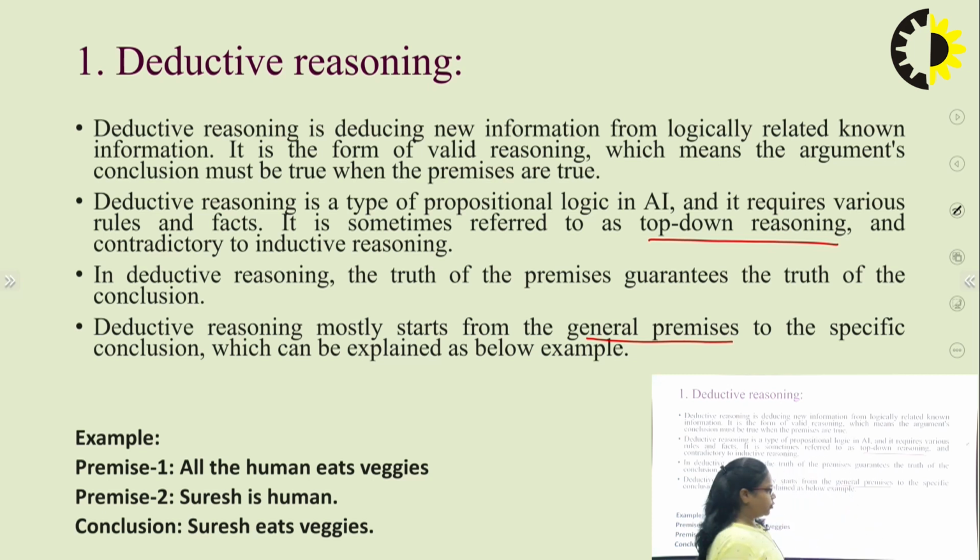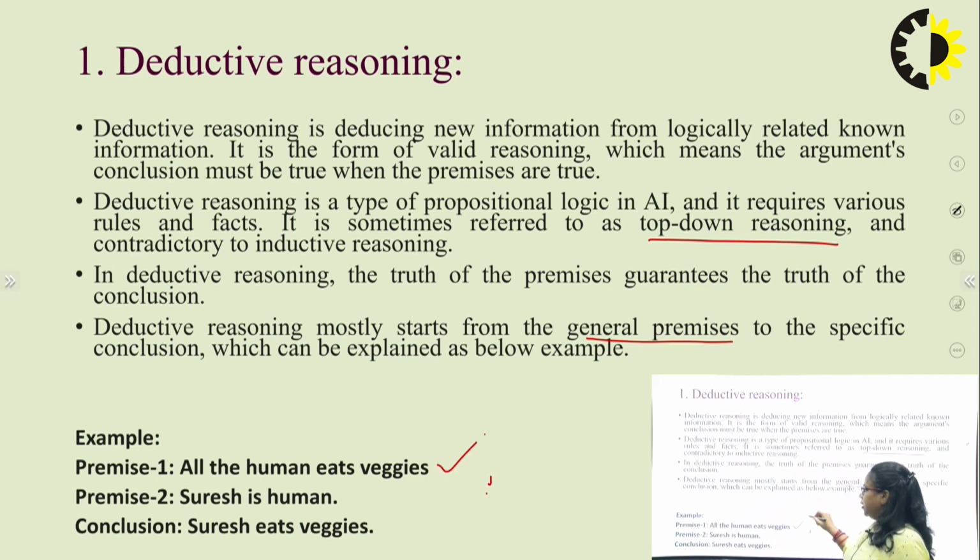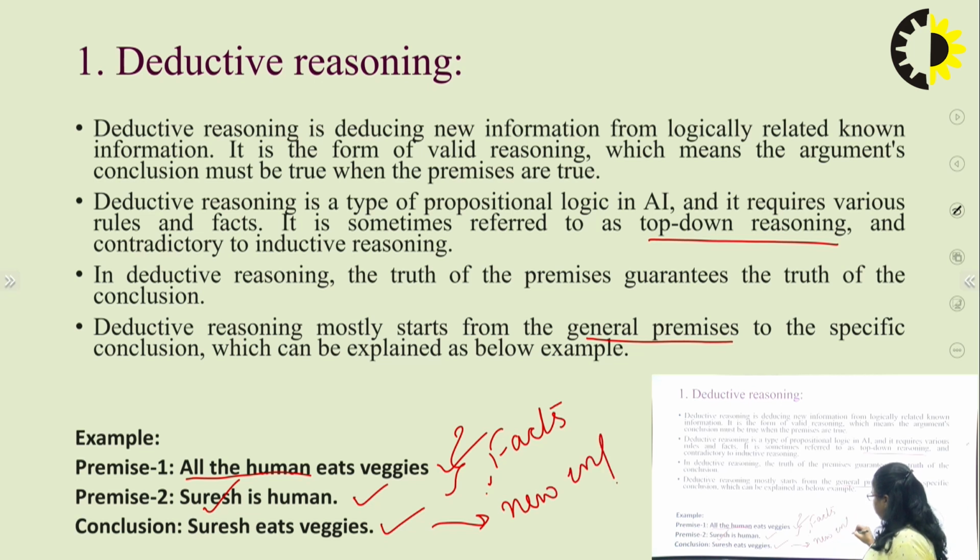Let's see one example. The first premise or fact says all humans eat veggies, right? If I say that whosoever exists in the world is a human being, and that human being eats veggies, all human beings eat veggies. And on the basis of that, we give the second premise that Suresh is a human. This is the name of a person, Suresh, and we say he is a human, right? So if all humans eat veggies, and Suresh is also a human being, then on the basis of these two facts or premises, we come to the conclusion that Suresh eats veggies, right? So this is deductive reasoning. On the given facts or information, we have derived new information. This is called deductive reasoning.